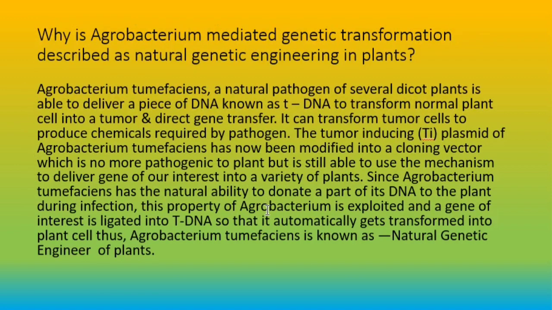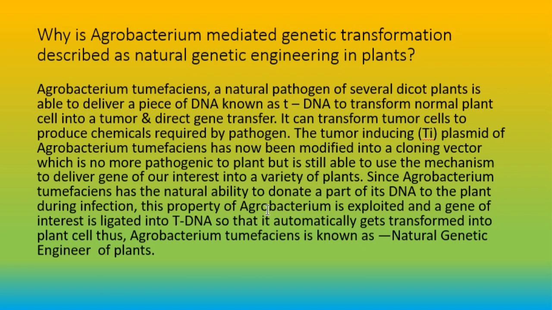Why is Agrobacterium-mediated genetic transformation described as natural genetic engineering in plants? Agrobacterium tumefaciens, a natural pathogen of several dicot plants, is able to deliver a piece of DNA known as T-DNA. T stands for tumor, because it has a plasmid called the Ti plasmid, tumor-inducing plasmid, which has a gene called the tumor gene, to transform normal plant cells into tumor cells and direct gene transfer. It can transform cells to produce chemicals required by the pathogen.